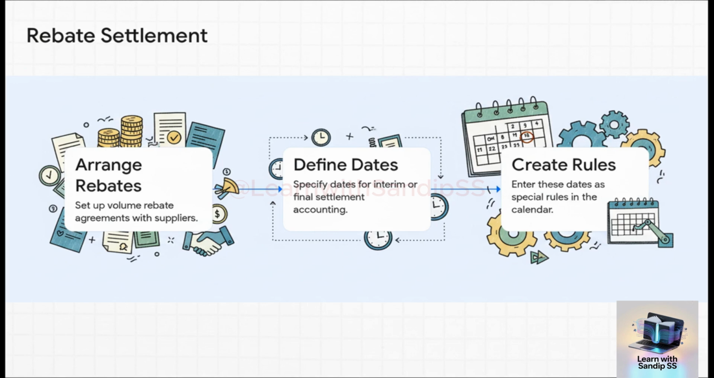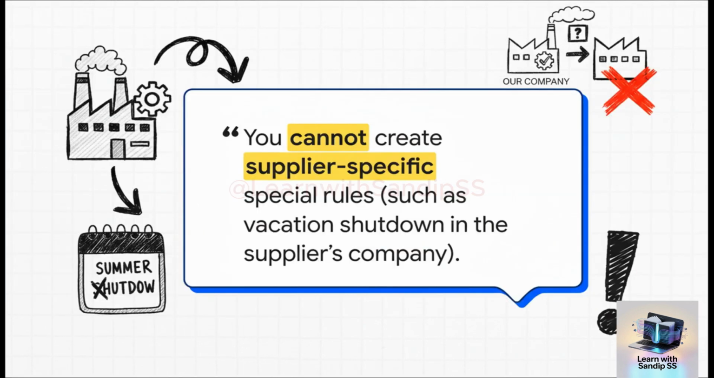Let me give you a perfect real-world example. Let's say you have a big rebate deal with a supplier that gets settled up at the end of every quarter. Well, you'd go into the calendar and define the last working day of March, June, September, and December as special rules. That way, the system knows exactly when to trigger all the automated processes for that settlement. Pretty smart, right? But, and this is a big but, here's where people can get tripped up. It's so tempting to think, oh, my supplier is shutting down for 2 weeks. I'll just add that as a special rule. Nope, can't do it. You have to remember, the factory calendar is all about your operations, not your partners. That's a really critical distinction.